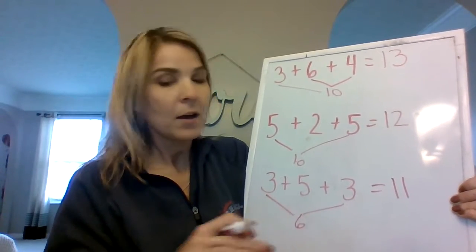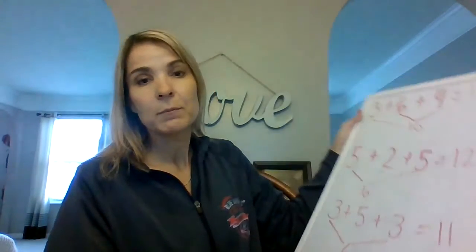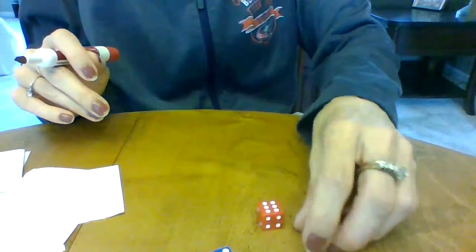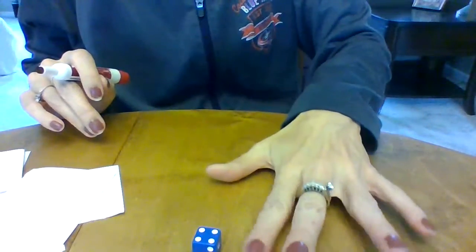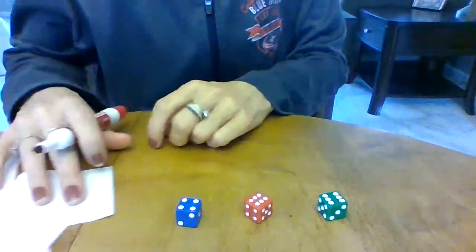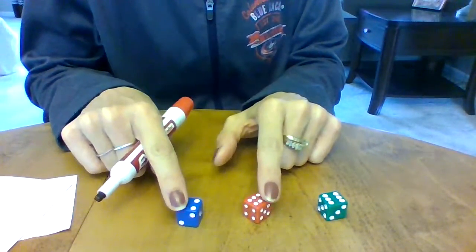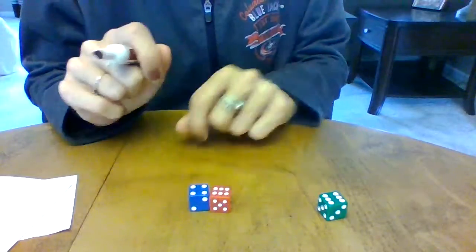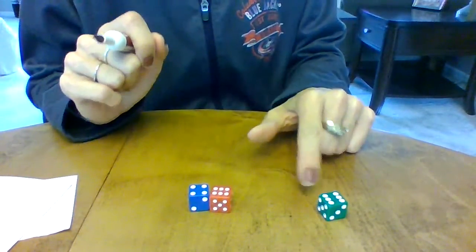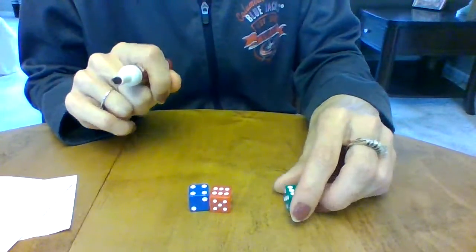Okay? All right. Also what you can do is, if you have dice, you can use dice. And I happen to have 3 dice. So let me show you. I'm going to roll my dice. And then I have a 6 plus 6 plus 4. And I know that 6 and 4 is 10. And I can do 10 plus 6 more is 16.